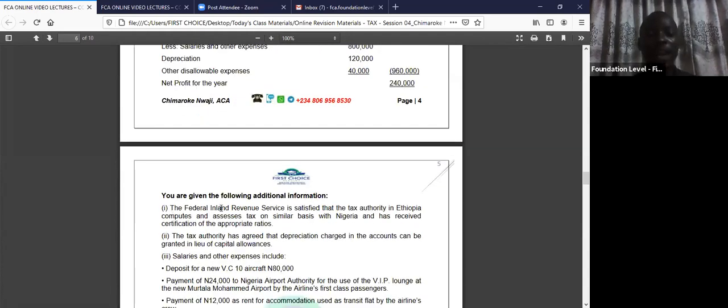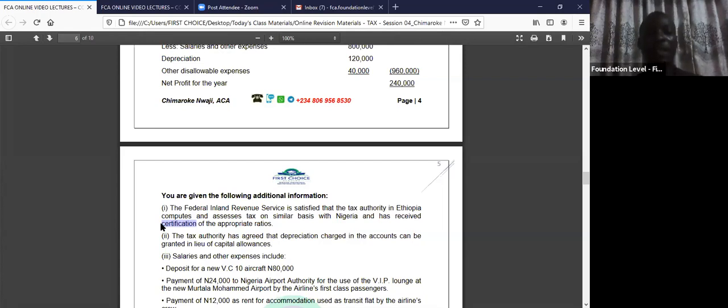The FIRS is satisfied. That is what I want to hear. Satisfied. You underline it. That the tax authority in Ethiopia computes and assesses tax on similar basis with Nigeria and has received certification of the appropriate ratios. So you see, satisfied, certification of ratios. These two things are telling you method one.